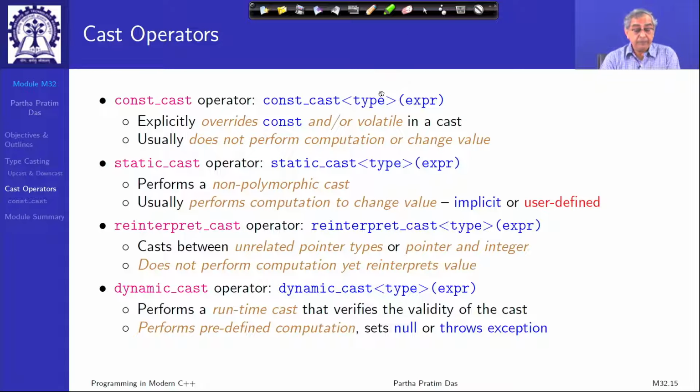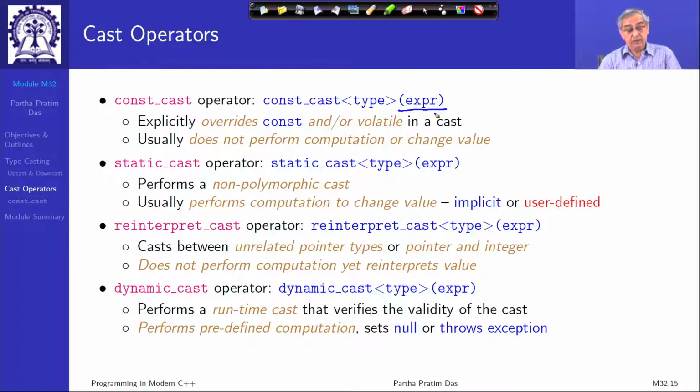So, we have 4 of them. The const_cast operator, and all 4 of them have the same structure. The name, within corner brackets the target type, within parentheses the source expression. The const_cast, as the name suggests, is to deal with the constness or volatility. It overrides the constness of the expression that was already there, like it changes a const expression to a non-const expression and so on.